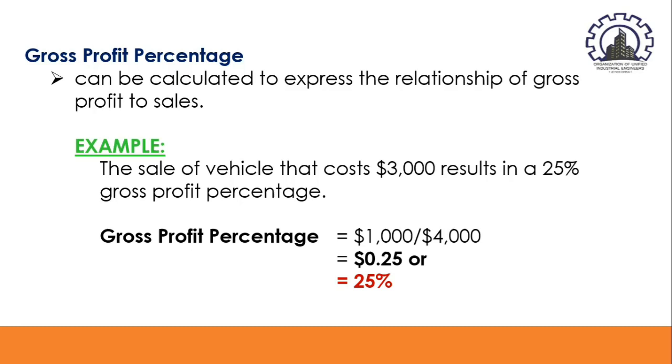So what does it imply then? Well, it implies that for every $1 of sales, the company has $0.25, or 25 cents, left to cover other expenses after deducting cost of goods sold. Now, readers of financial statements use this percentage as a means to evaluate the performance of one company against other companies in the same industry, or in the same company from year to year.